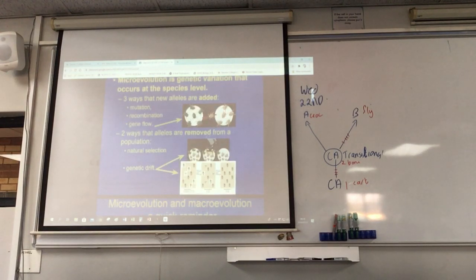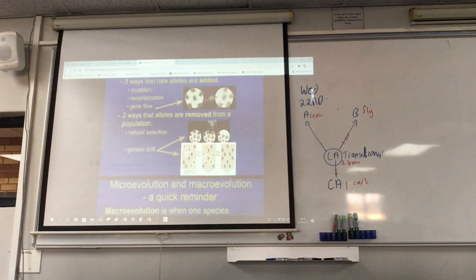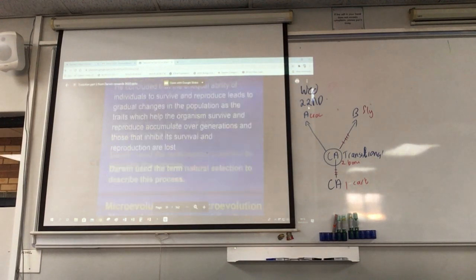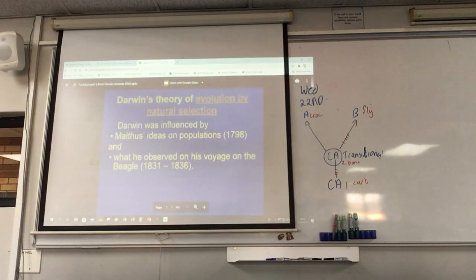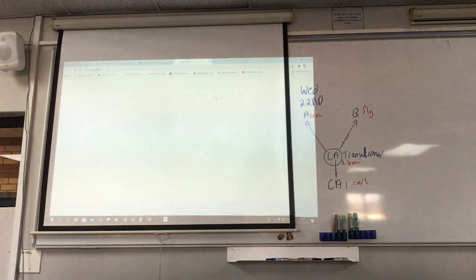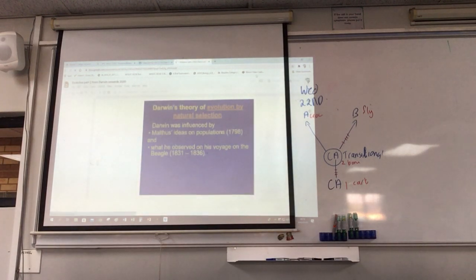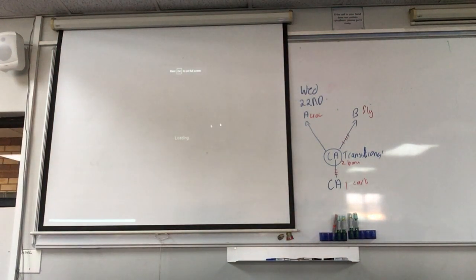There are two ways that alleles are removed from a population. So what have they done here now? Initially there's a population of a certain color, then there's a random mutation, then over time that new colored individual becomes more common, maybe because it's not preyed upon. Okay? Right, this is much better.